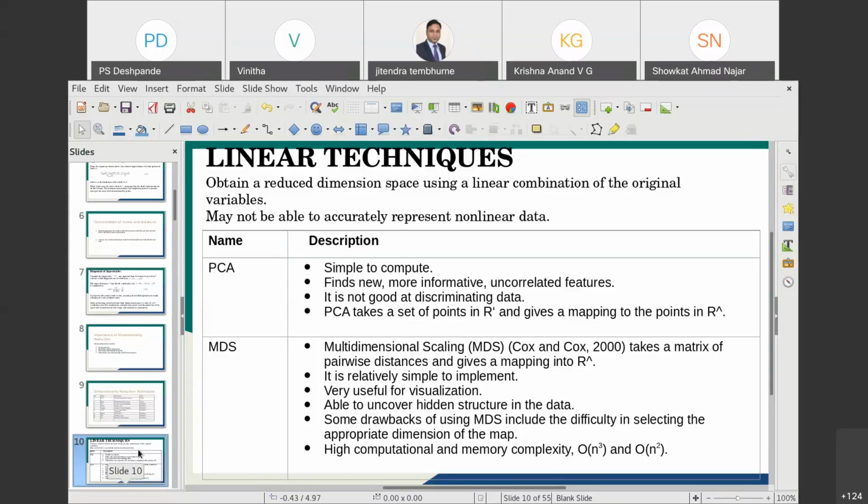So the meaning is, if you have two points in the d-dimensional space, P1 and P2, having some distance, say 10, in MDS we try to put them in a lower dimension so that the distance between the two points will again be similar to 10. So that is multi-dimensional scaling.